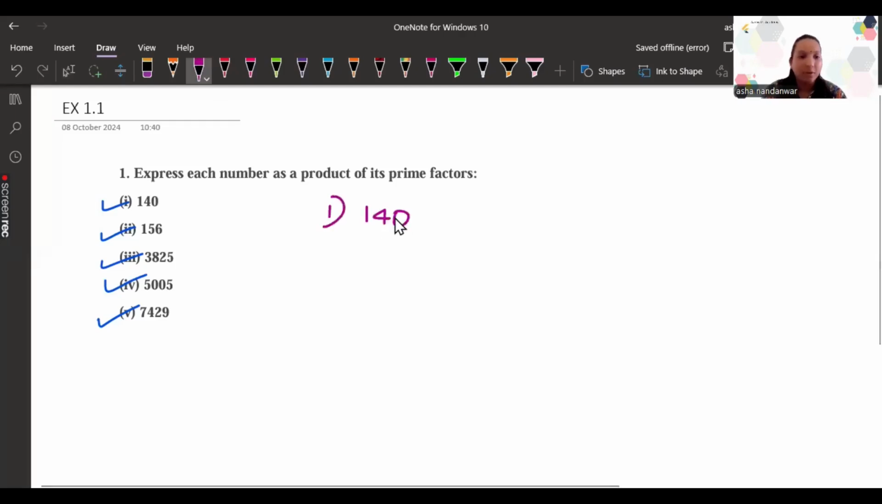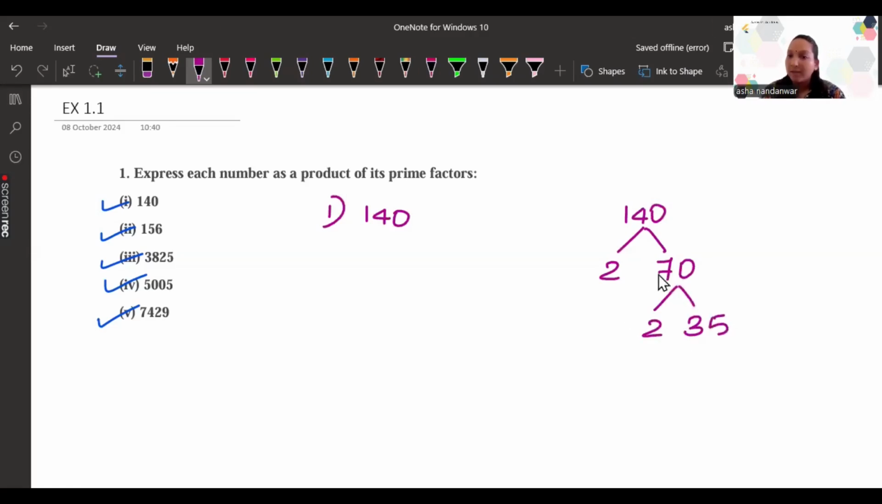So 140, by taking the LCM of 140, we will get the product of its prime factors. We have done in the previous class also how to find the prime factors. We will take the smallest prime number. So we will start with 2 because it is divisible by 2. 2 sevens are 14. Again, we can divide it by 2. 2 thirty-fives are 70. You can do 2 ones, 2 threes are 6, carry 1, 2 fives are 10. So we are sure that 35 won't go in 2's table.